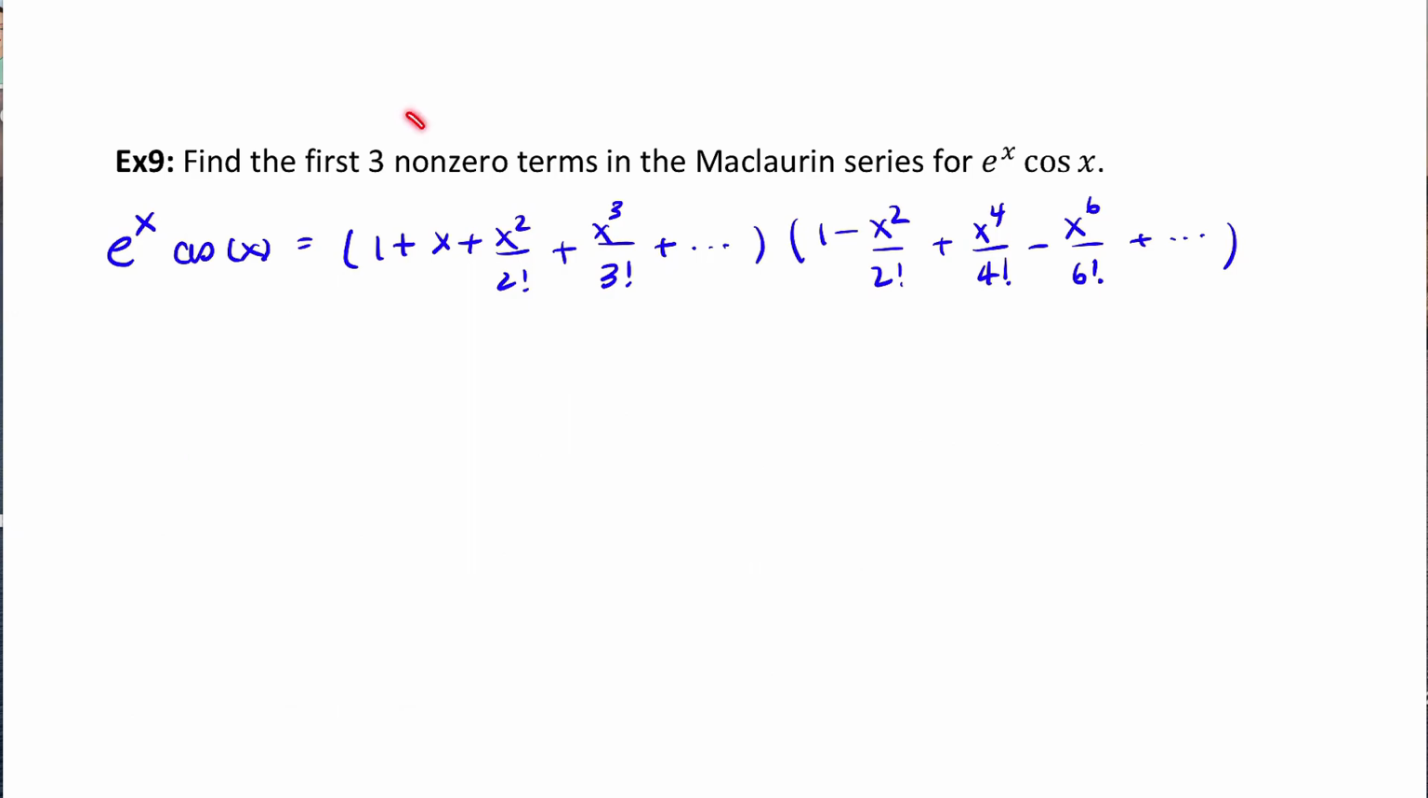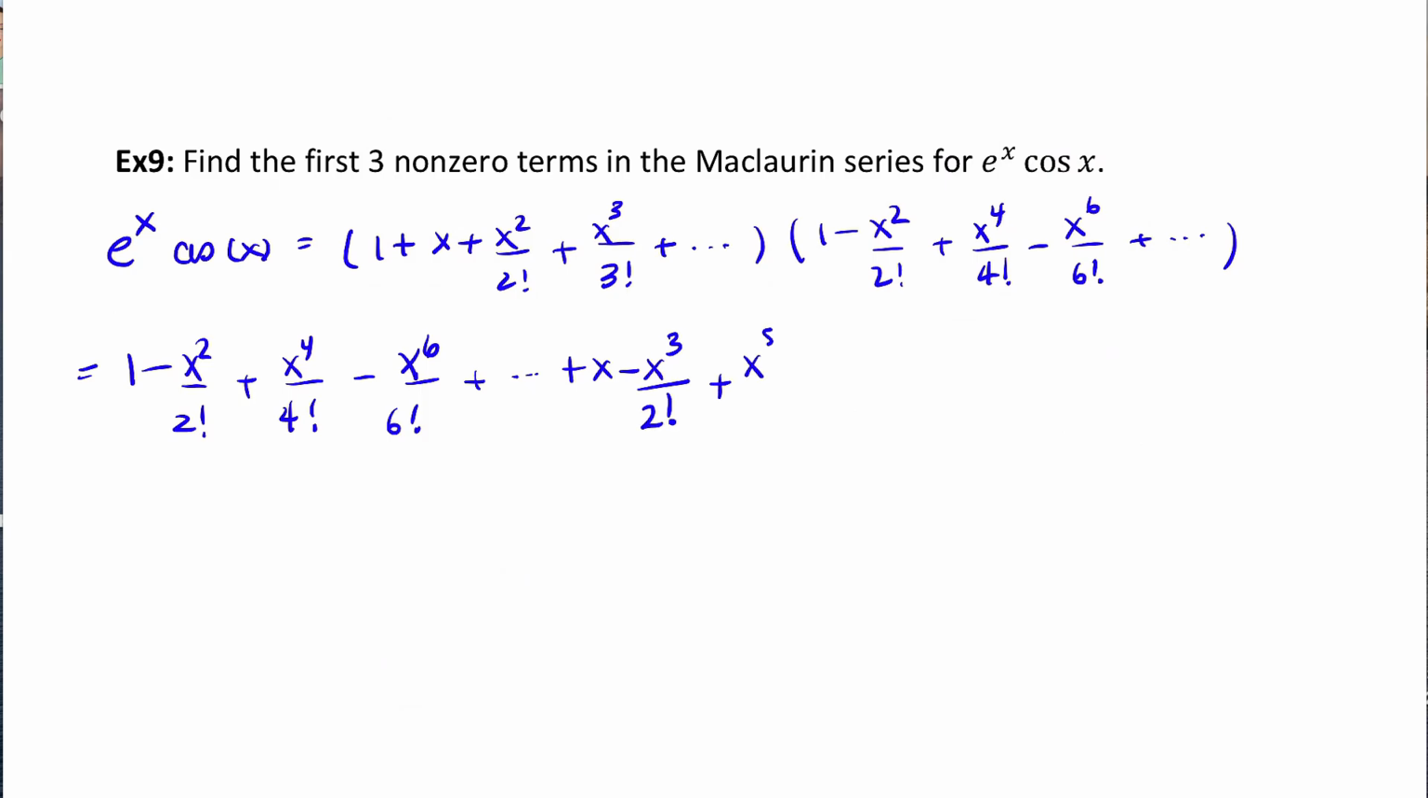Since I'm looking for the first three non-zero terms, I'm going to see what happens to the constant term, the linear term, the quadratic term, the cubic term. So first I'm going to multiply 1 by this whole thing. I get 1 minus x squared over 2 factorial plus x to the 4th over 4 factorial minus x to the 6th over 6 factorial, and so on. Then I'm going to see what happens when I multiply x by the whole thing. I get plus x minus x cubed over 2 factorial plus x to the 5th over 4 factorial minus x to the 7th power over 6 factorial, and so on.